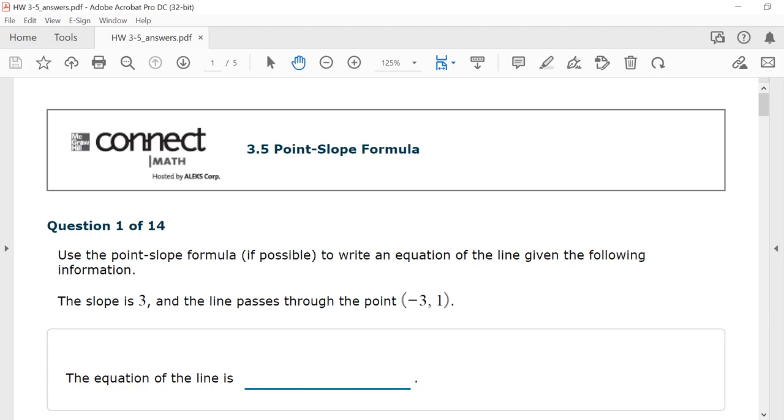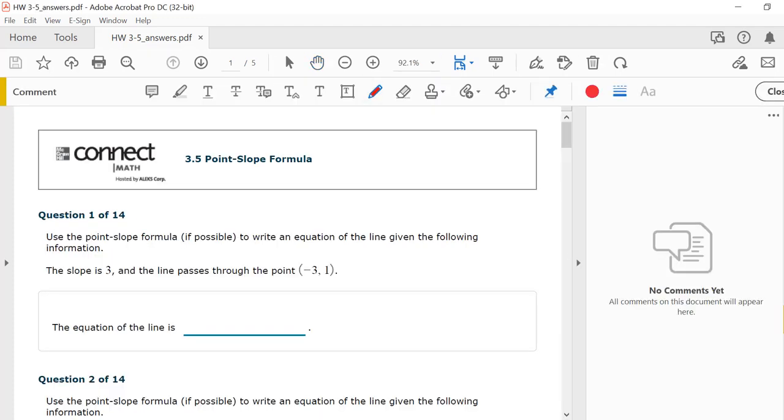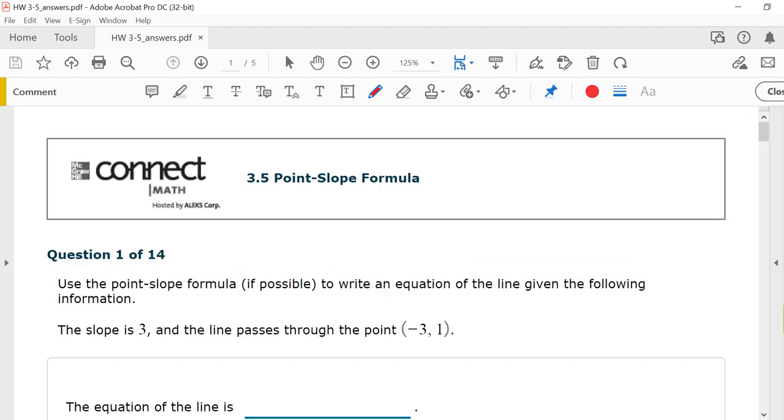Next, we're going to look at section 3.5, which is point slope formula. Before we go there, I need to look at what point slope form is. Point slope form for the equation of a line that has slope m and a point, we're going to call it x1, y1, is y minus y1 equals m times quantity x minus x1.